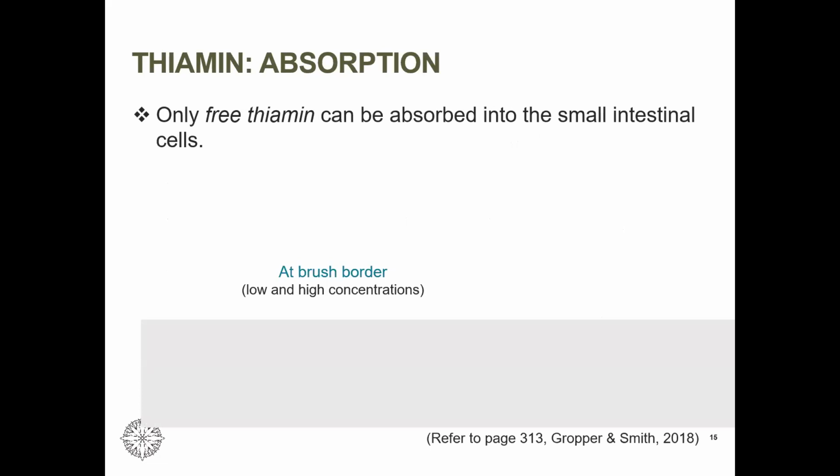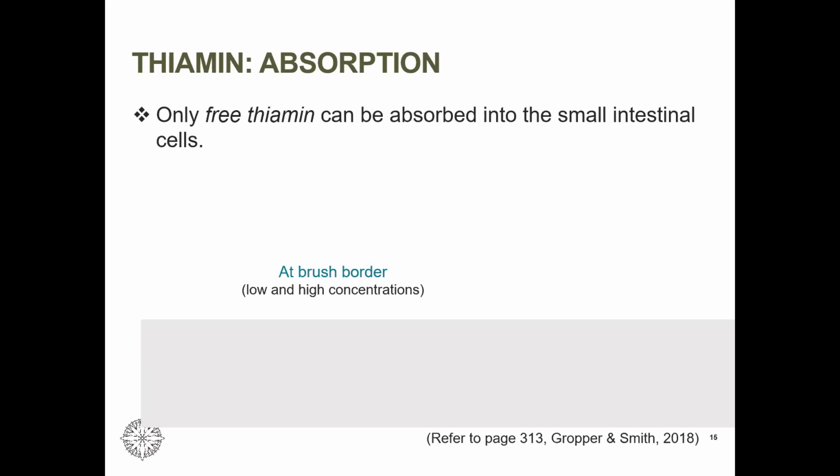So now let's come to the absorption. Remember I said something last time that when the body has to absorb a nutrient at the intestinal layer, it breaks it down to the smallest form possible, absorbs it, and then converts it back to the natural form. So remember that for every vitamin and every nutrient. So here again, only free thiamine can be absorbed. That means it does not have to be phosphorylated.